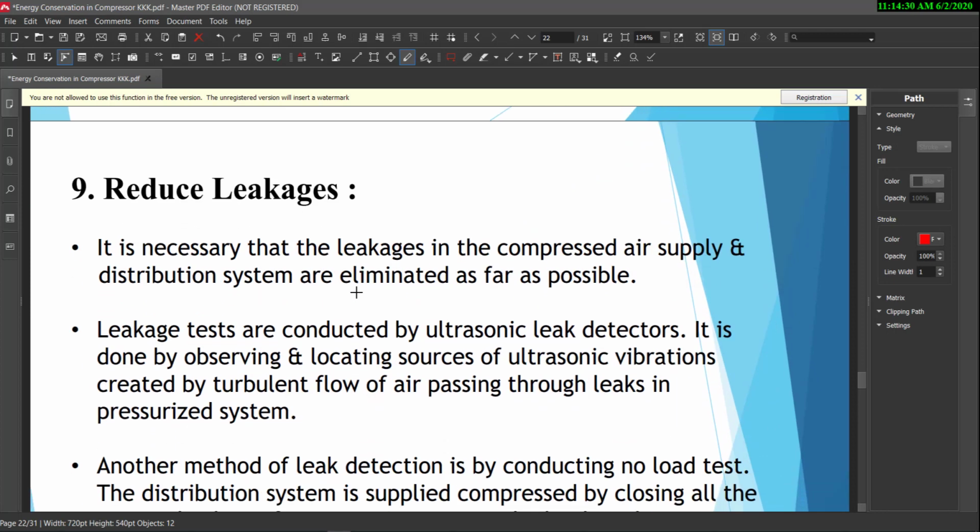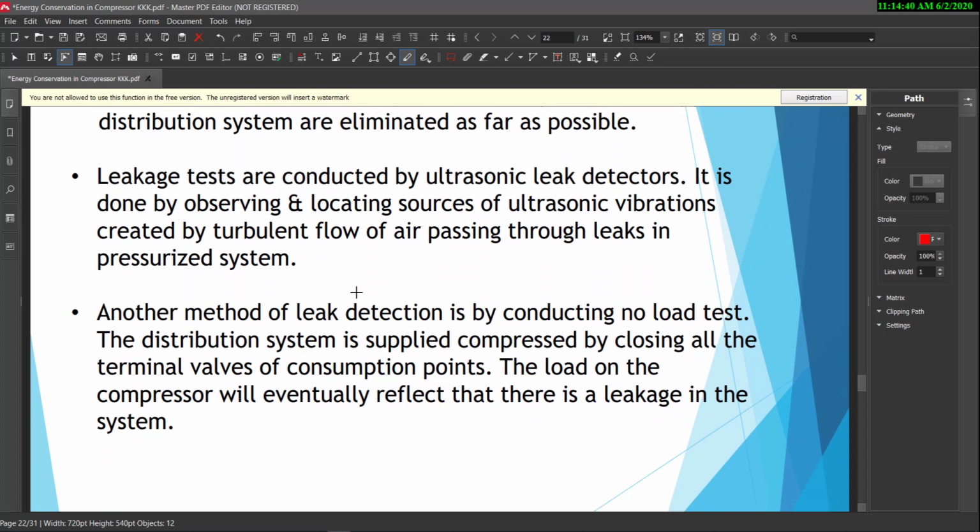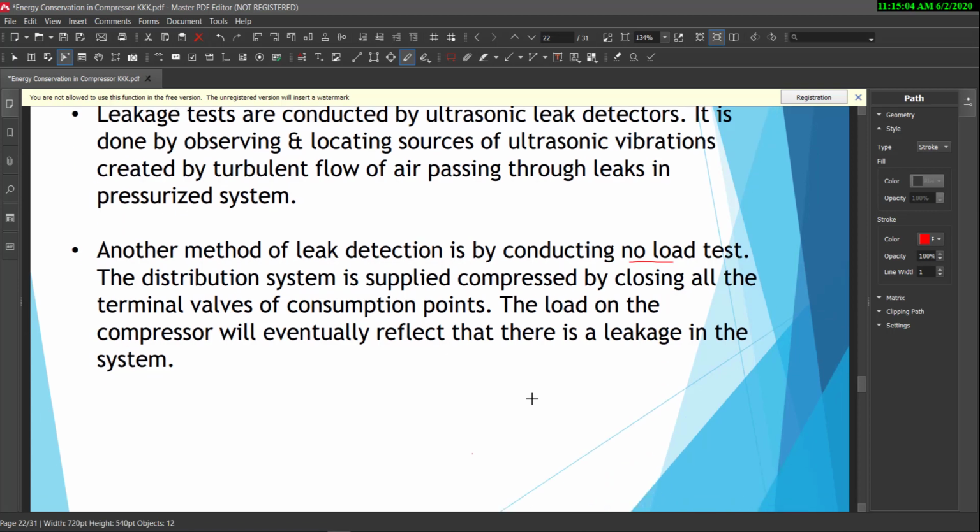And the next factor is reducing leakages. It is necessary that leakages in the compressed air supply and distribution system are eliminated as far as possible. Another method of leak detection is by conducting a no-load test. Similar to a motor or generator, we can check the leakages. The distribution system is supplied with compressed air, closing all the terminal valves of consumption points, and thereby the load on the compressor will reflect that there is a leakage in the system.